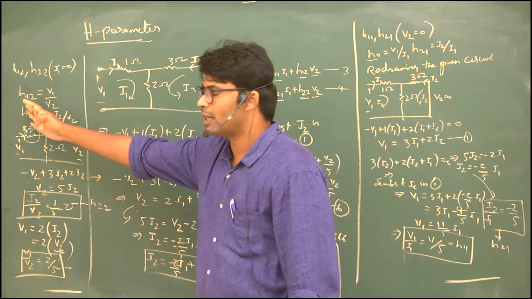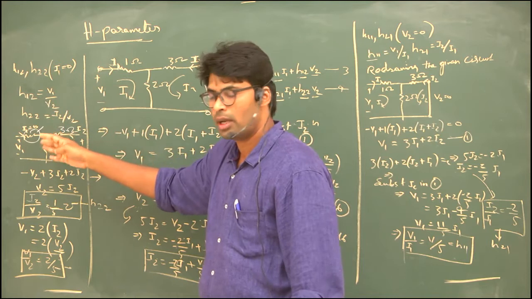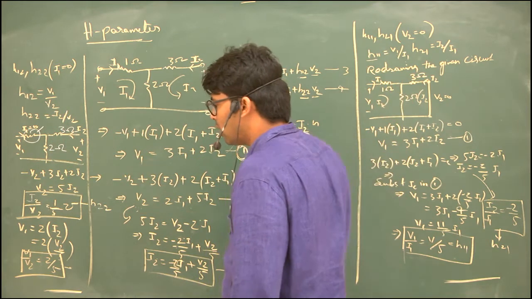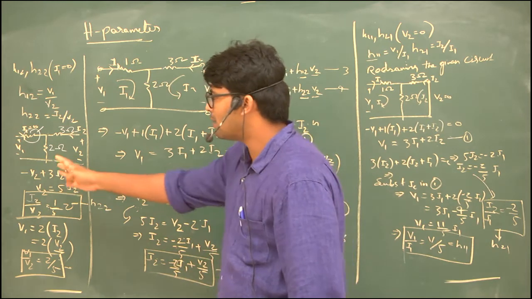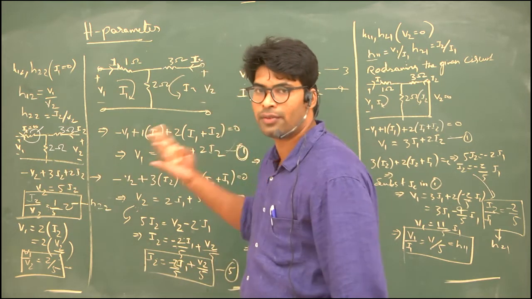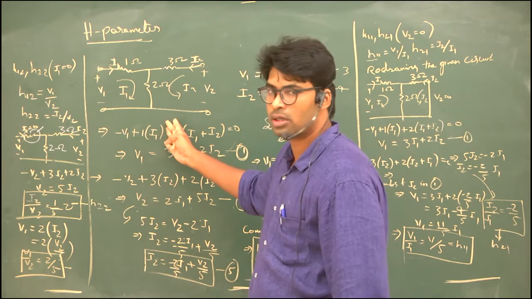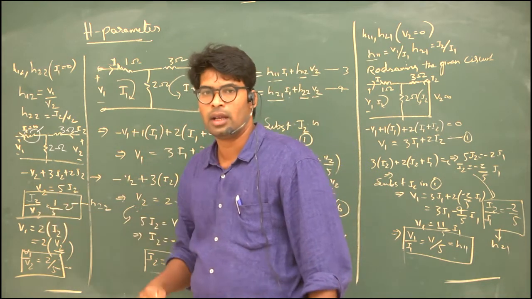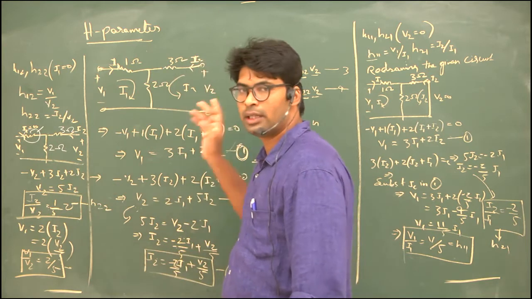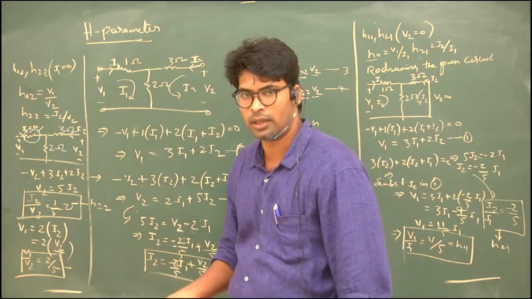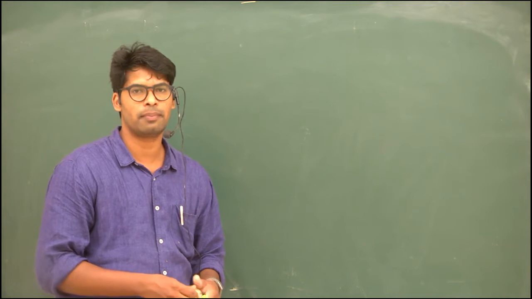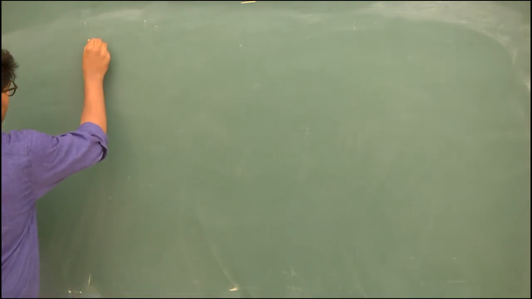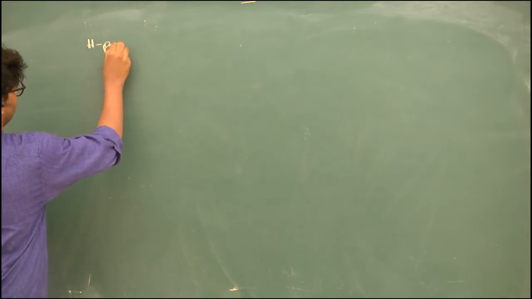Keeping in mind the Z12 equal to V1 by V2 form, and the V1 by I1 form, you will redraw the circuit. So this is the main method you use for any kind of circuit. If you get simple circuits, not a problem. If you get complicated circuits, if we use this method, the things will be easier. Now we will find H parameters for the pi circuit.